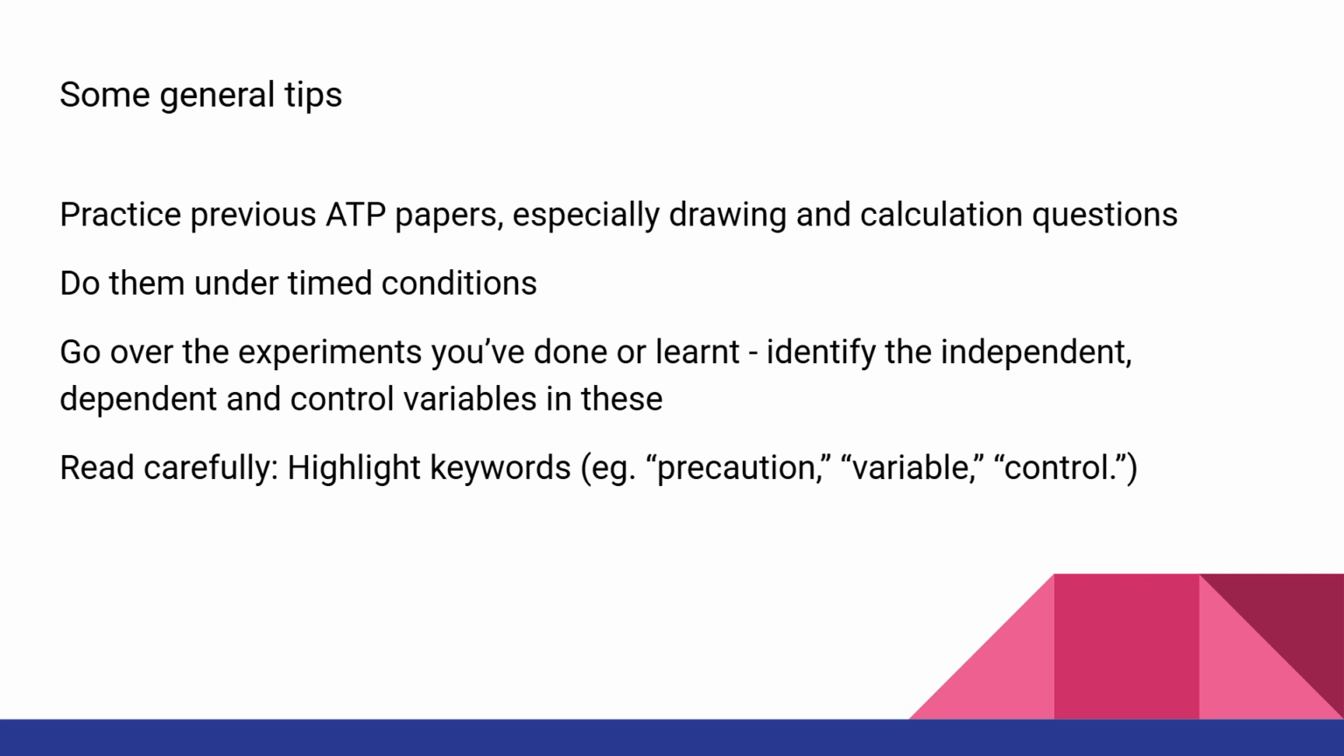So here are some general tips for this paper. Do previous ATP papers, especially the drawing and calculation questions. These come up every time and they often catch people out, so make sure you have some practice at drawing and also at the various types of calculations that could come up in this paper. Make sure you do them under time conditions, and to also go over the experiments that you've done or learned about. Just identify the dependent, independent, and control variables and go through the methods and make sure you understand why things are being done. This is quite important.